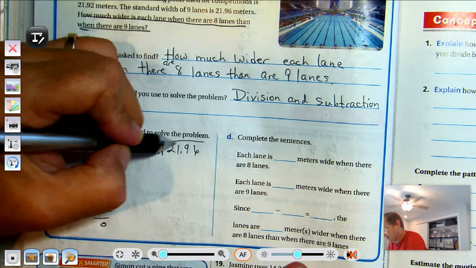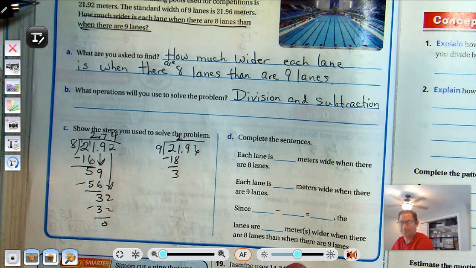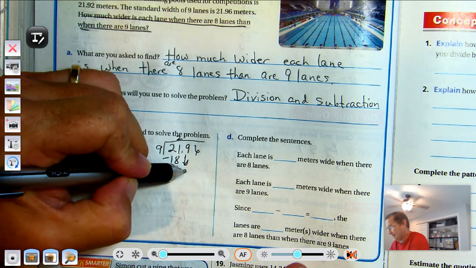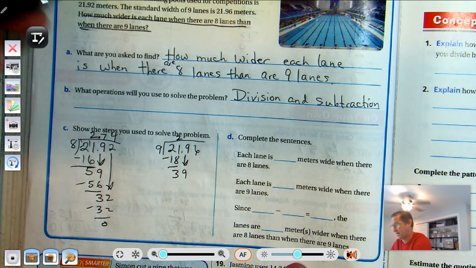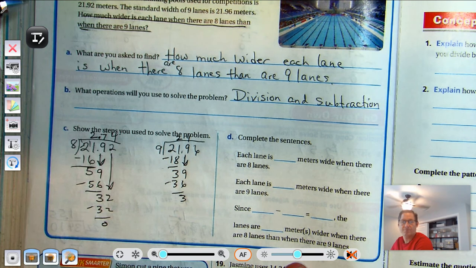Now in the 9, 9 times 2 is 18. Let's subtract, we get 3. Let's bring down the 9 tenths. 39 divided by 9, that's going to be 4, right? 9 times 4 is 36. Get a remainder of 3.